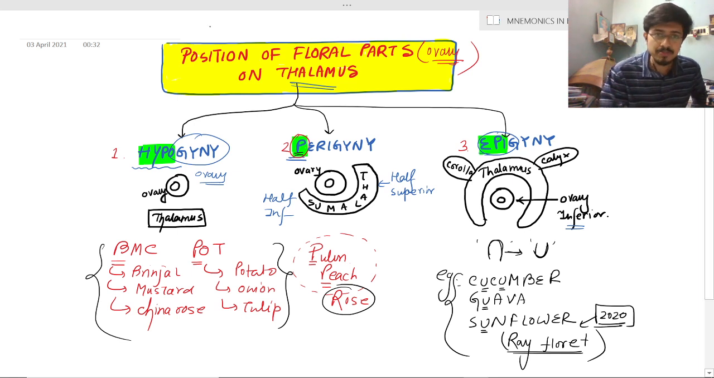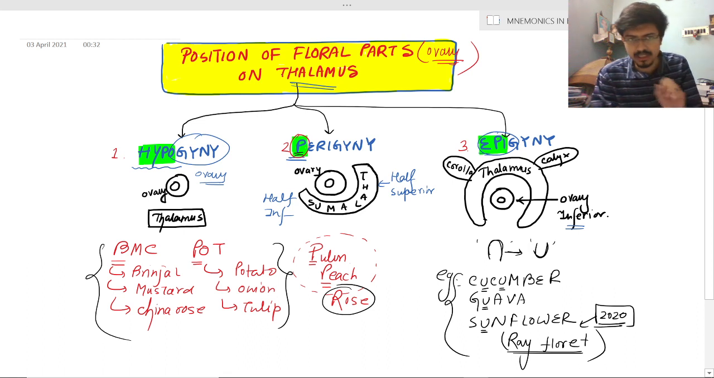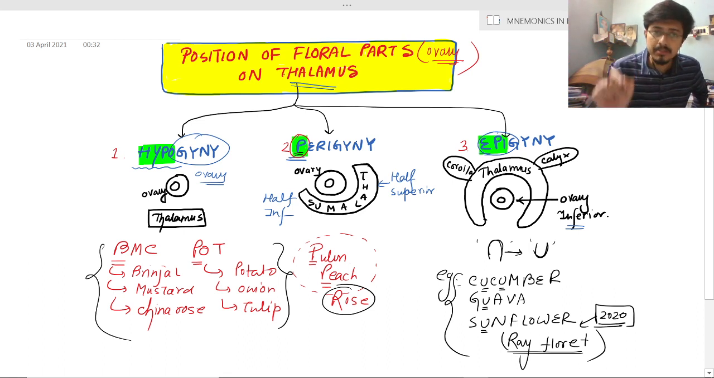Today's mnemonic is the position of the floral parts on the thalamus, mainly the ovary on the thalamus. The naming will be of three types: hypogyny, perigyny and epigyny. The naming is determined by the position of the thalamus, not the position of the ovary. Remember this concept.